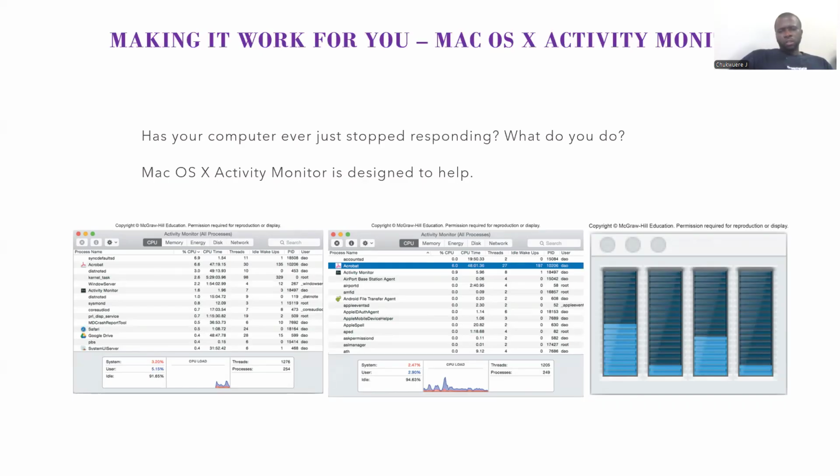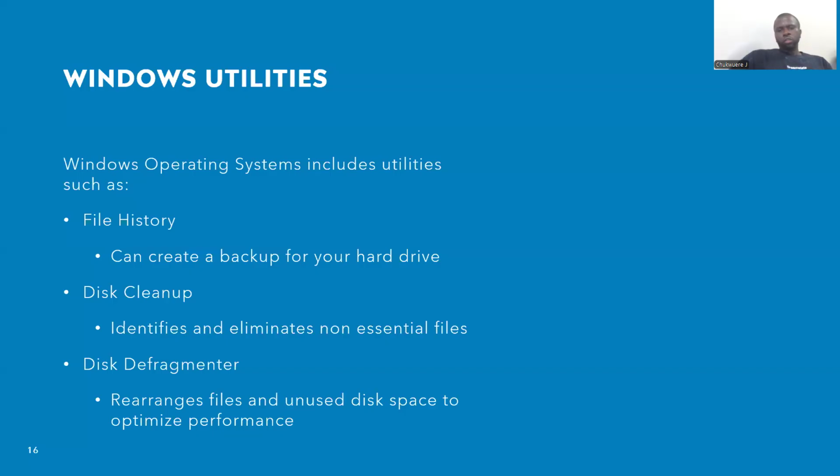In Mac OS right now, have your computer ever just stopped responding? What do you do? With your Mac, Activity Monitor can assist you to diagnose the problem and then give you a solution on what to do. Okay, so we have Windows utilities, which include things like File History, which creates a backup for your hard drive, to back up whatever is contained in your hard drive.